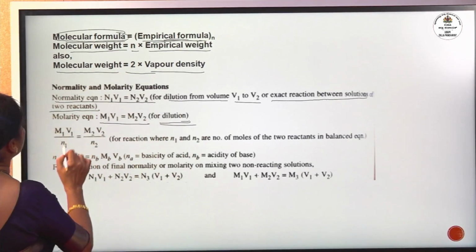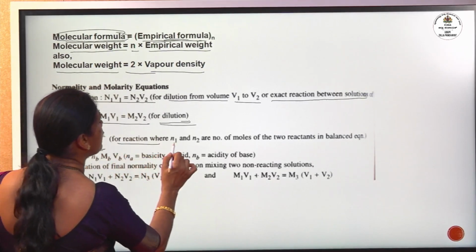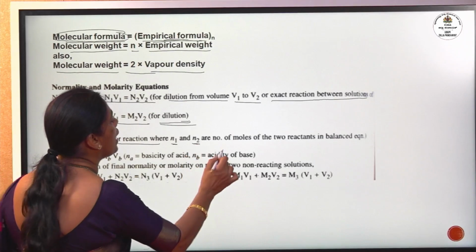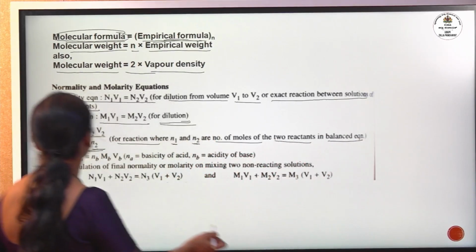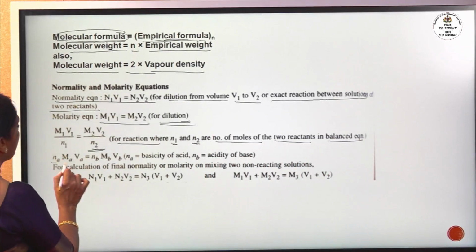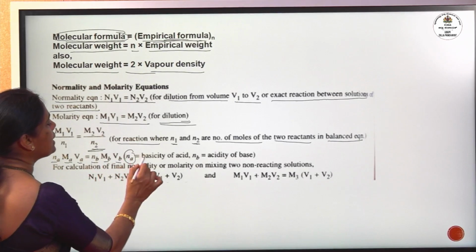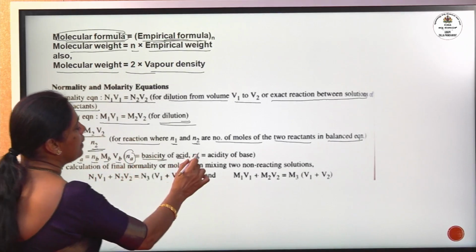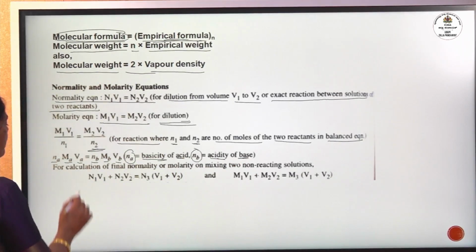Now M1V1 by n1 is equal to M2V2 by n2, for reactions where n1 and n2 are number of moles of two reactants in the balanced equation. NaMaVa is equal to NbMbVb, where Na is basicity of the acid, Nb is acidity of the base.